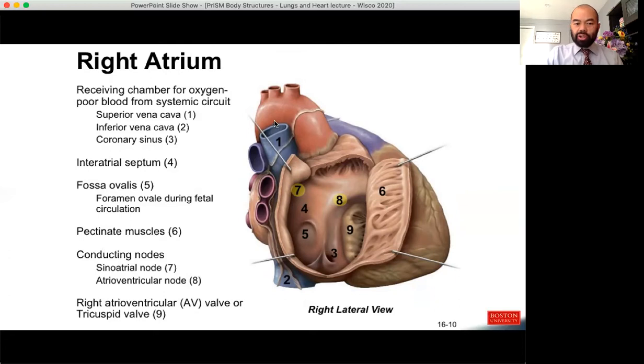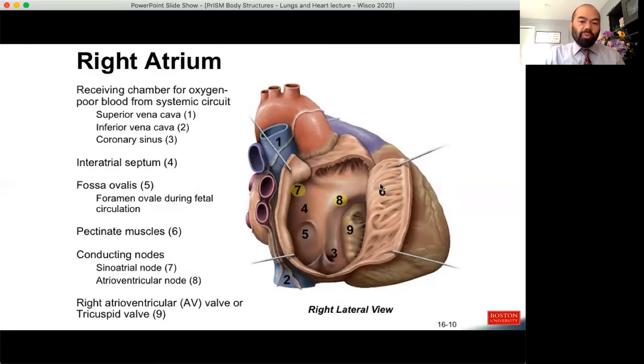The first is the superior vena cava, labeled 1, and the inferior vena cava, labeled 2, entering the right atrium. Finally, we can see the coronary sinus, here labeled as number 3. So blood is flowing into the right atrium via these 3 structures. Number 4 is the interatrial septum, and there is often a visible impression called the fossa ovalis on the interatrial septum. Sometimes it's a hole, in which case it would be called a patent foramen ovale. This is the embryological shunt from the right atrium to the left atrium.